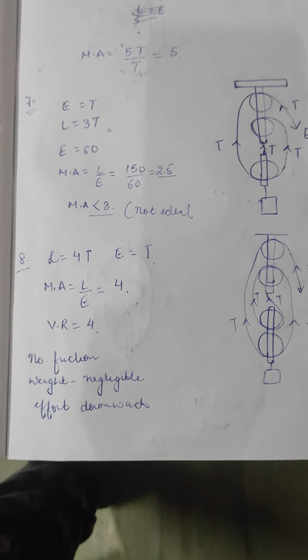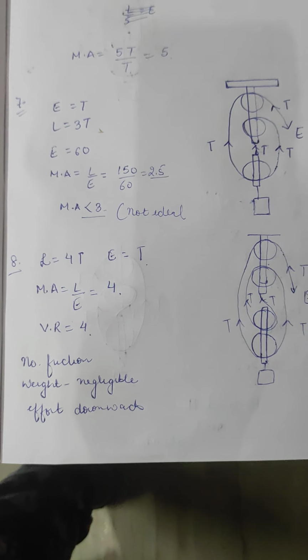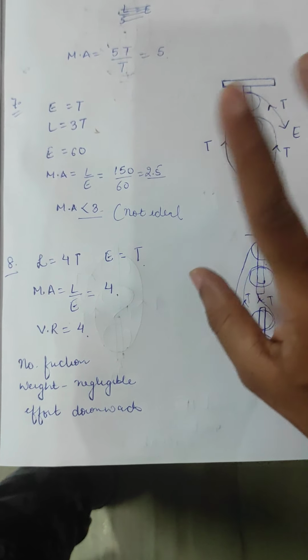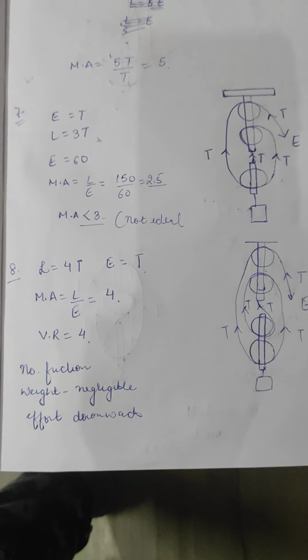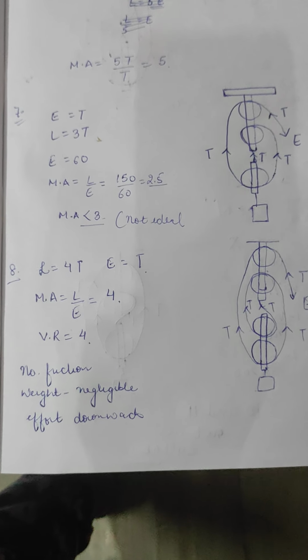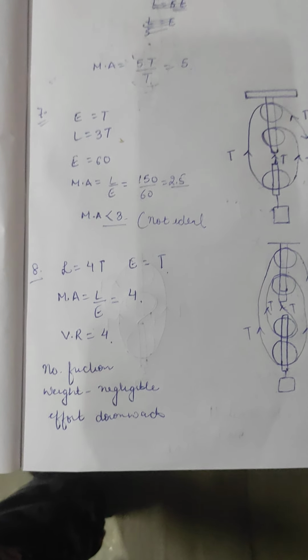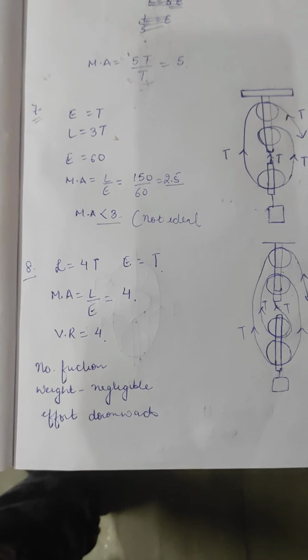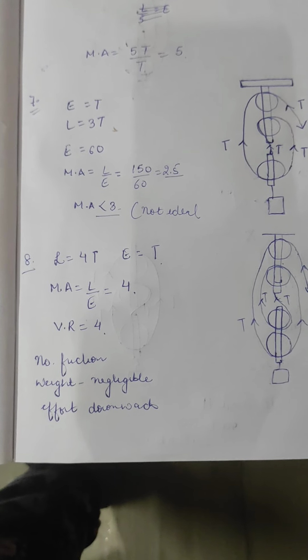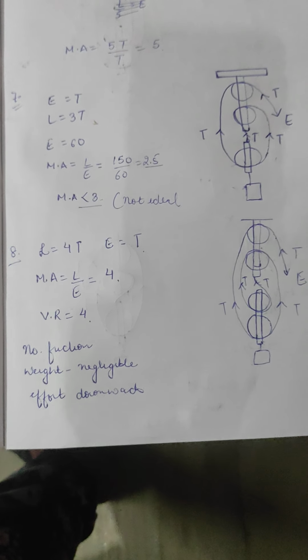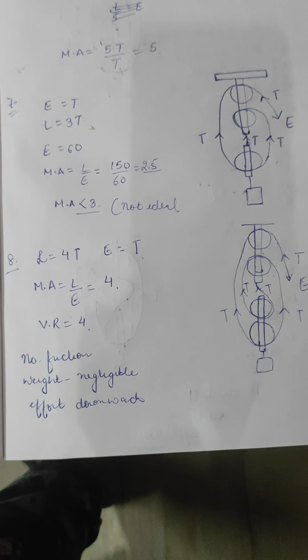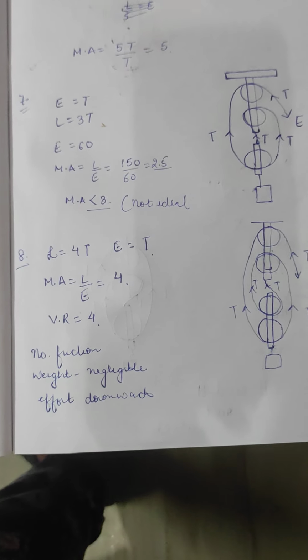Next they are asking you, load is given as 150 and effort is given as 60. That comes out to be 2.5, where velocity ratio is 3. So obviously this system is not ideal. If mechanical advantage is equal to 1, only then it comes out to be the ideal system.